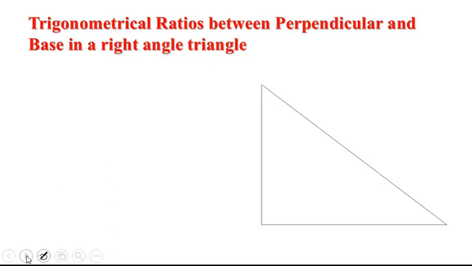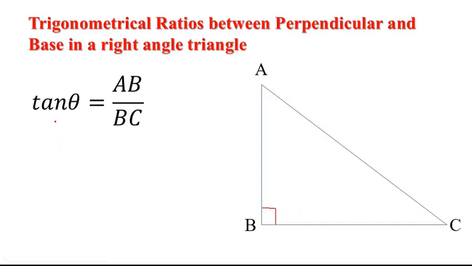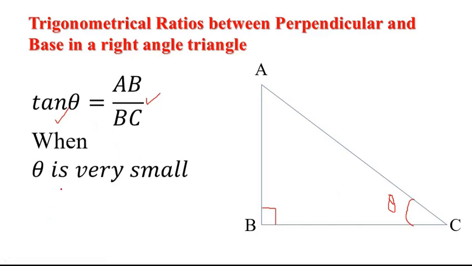So let's see here, ABC is a right angle triangle in which angle B is a right angle. So tan theta equal to AB by BC. The reference angle here will be this one, and this is theta. When theta is very small, then theta will be AB by BC. We need this relationship during the derivation of the formula n2 by v minus n1 by u equal to n2 minus n1 by R. Let's see.